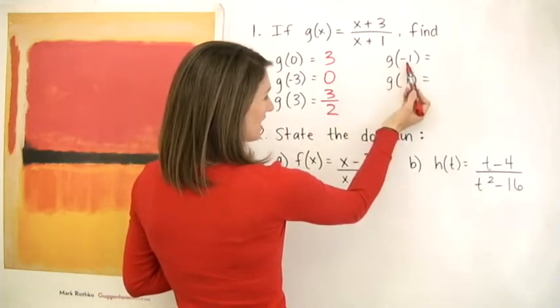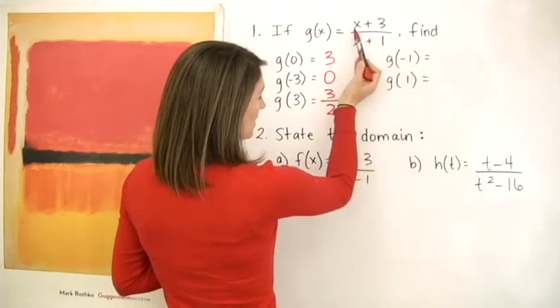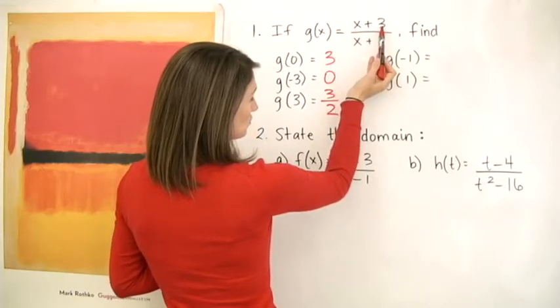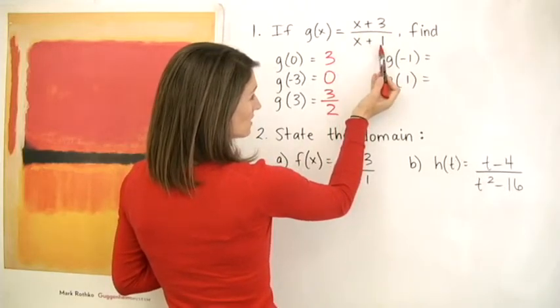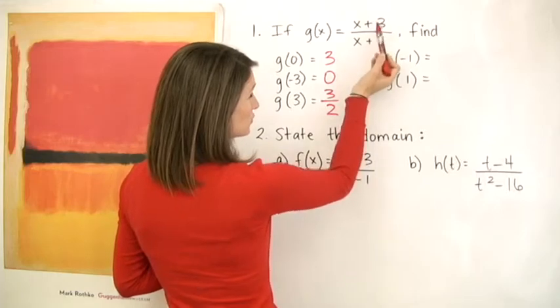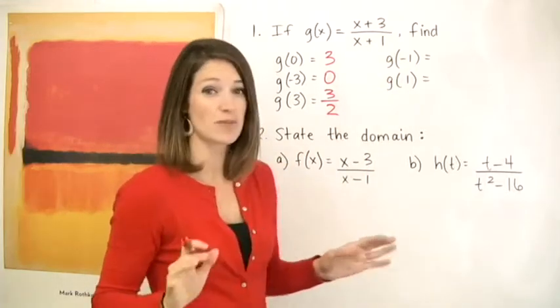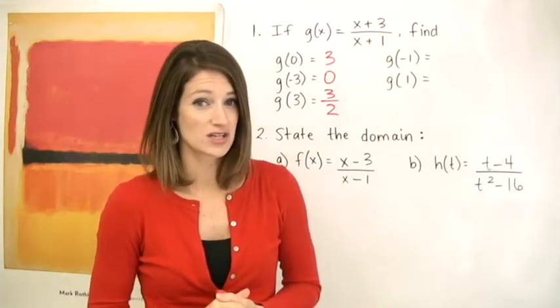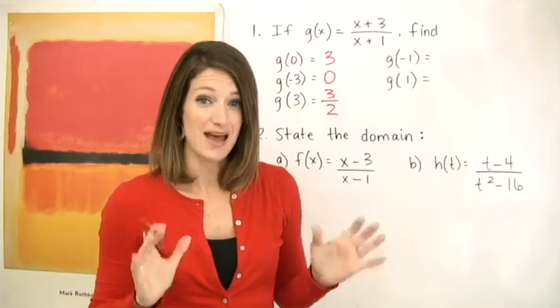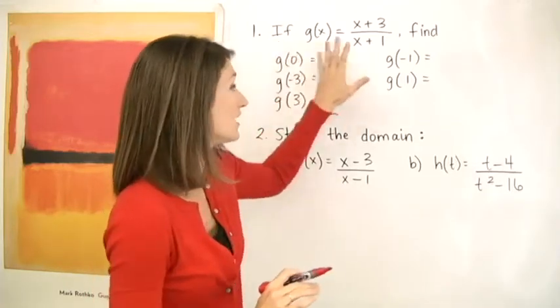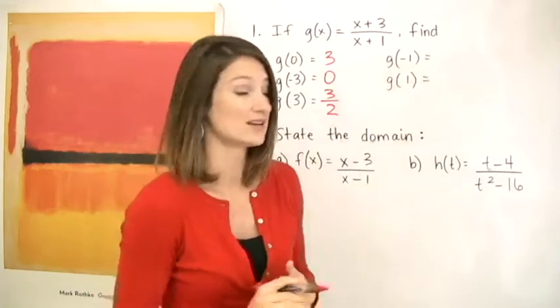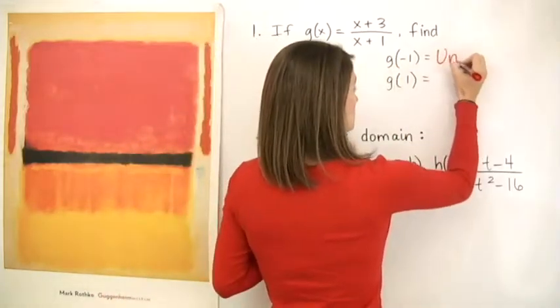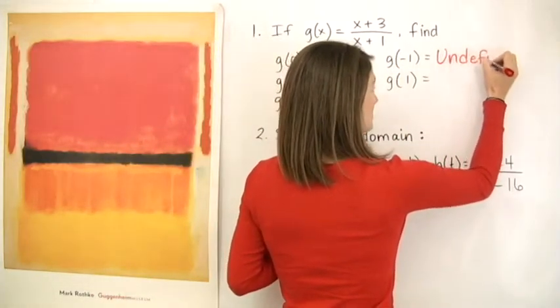Now g of negative 1, let's plug this in. Negative 1 plus 3 is 2, and negative 1 plus 1 is 0. So we have 2 over 0. So this is a special case. We have a denominator of 0, and we know that that means that our function is undefined where our x value is negative 1. So this answer here is undefined.